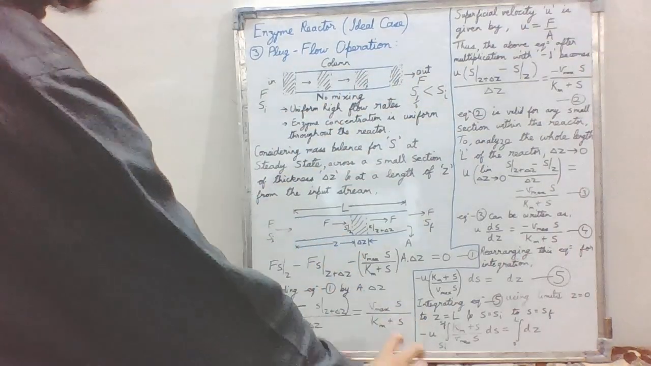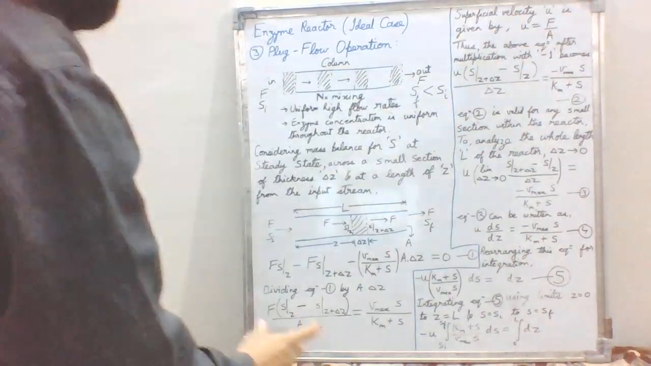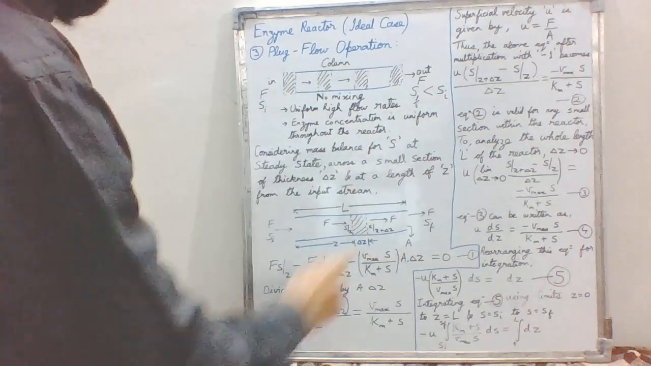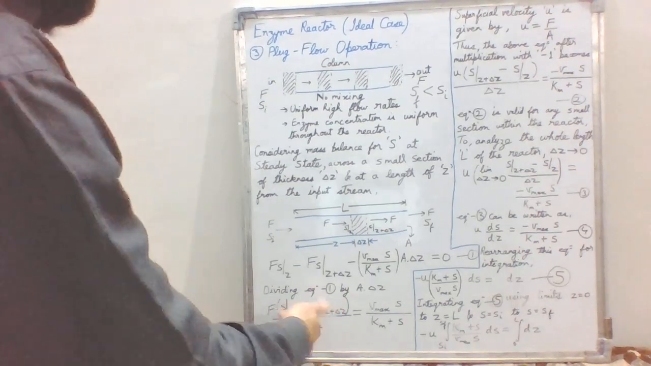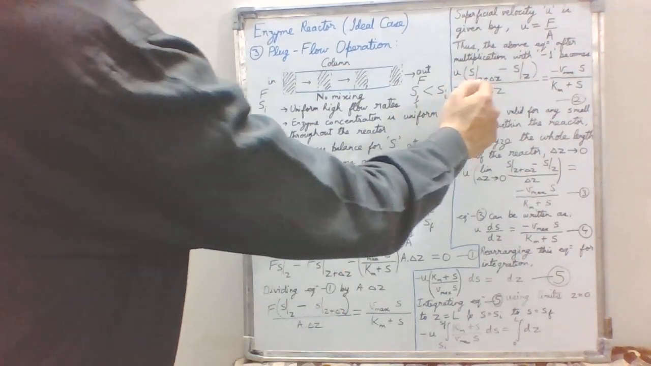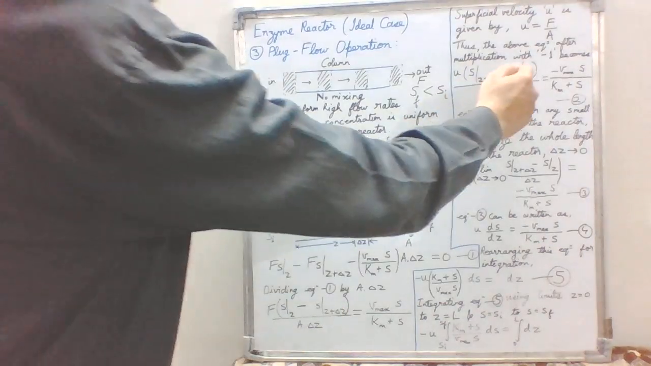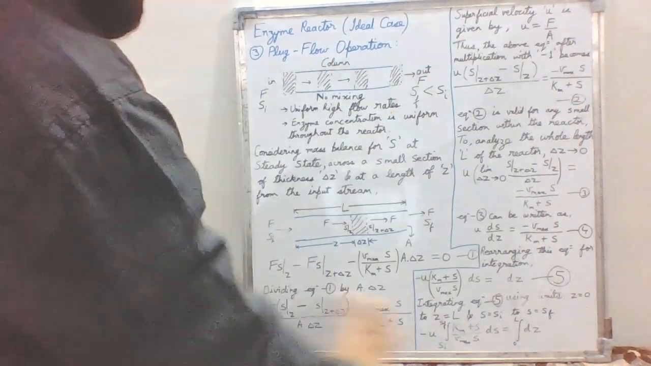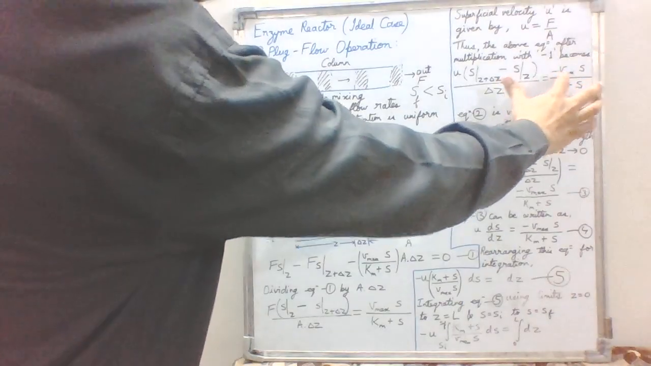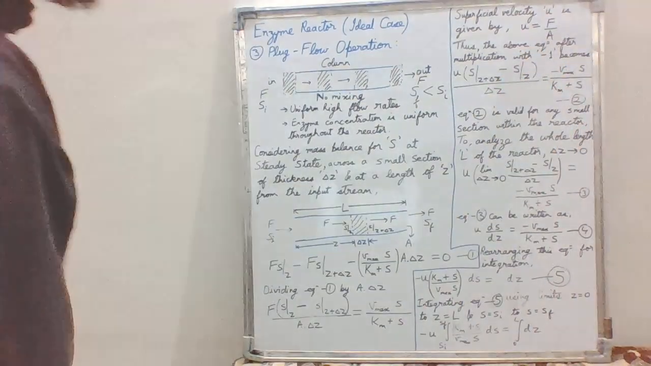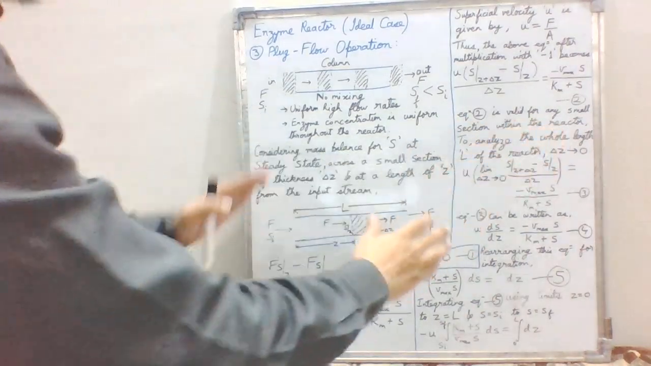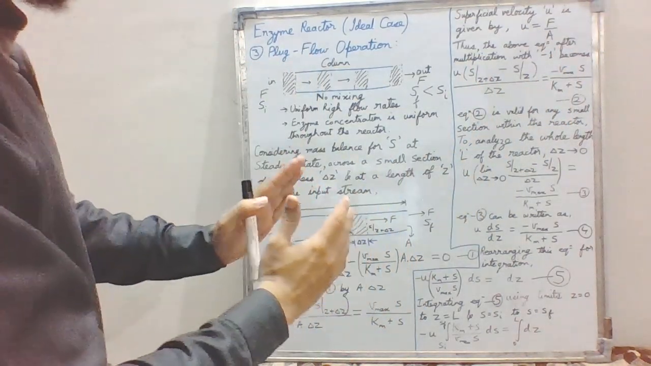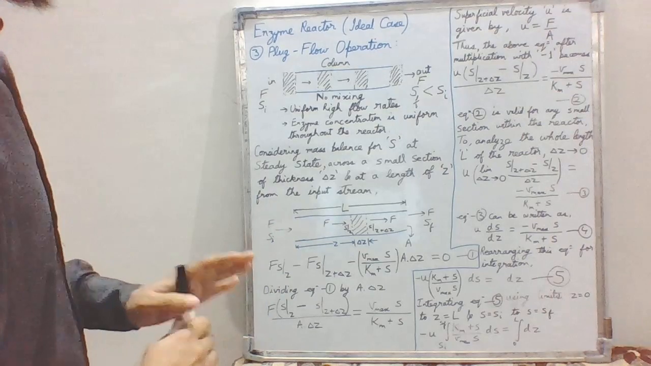So multiplying this equation by minus 1 and applying this concept of superficial velocity, F upon A becomes U, and this term gets reversed when we multiply by minus 1. So we have S at Z plus delta Z in the positive term and minus S at Z in the negative term, because the whole equation has been multiplied by minus 1, and we get the minus sign here, which denotes the rate of consumption of substrate. Now this equation number 2 is valid for any small section of the reactor, as a mass balance across any small section at any place.